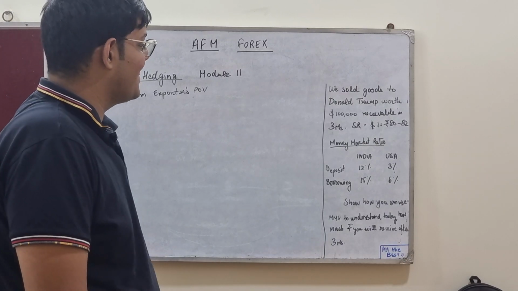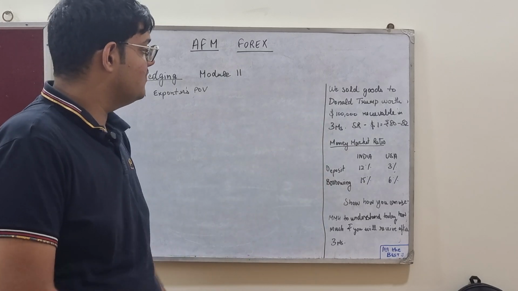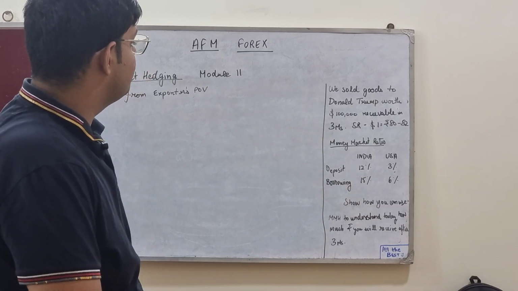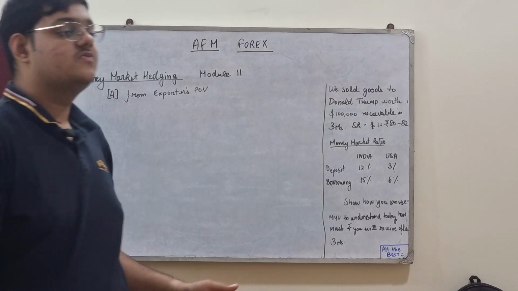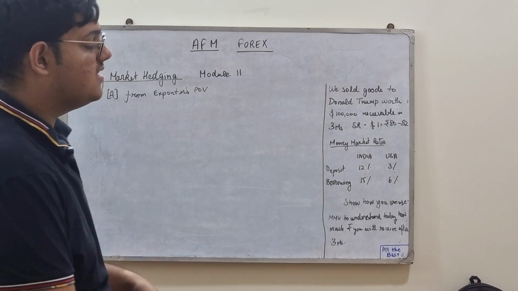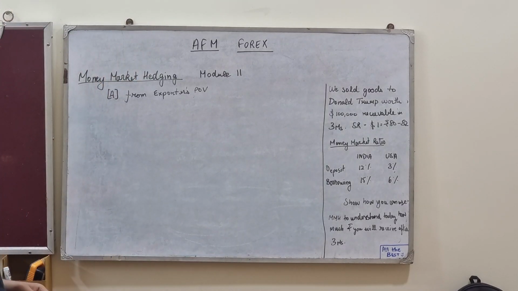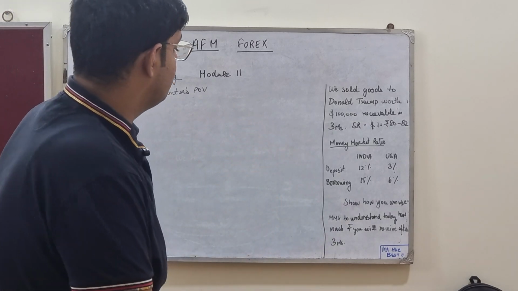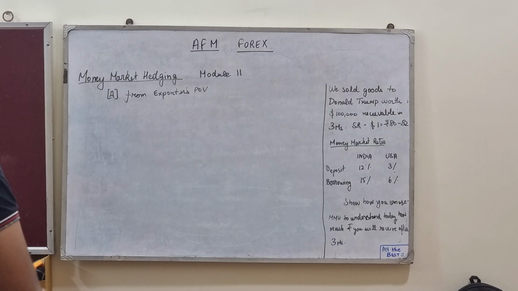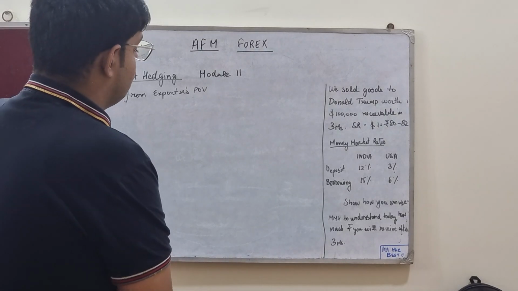Alright, so the question here is, we sold goods to Donald Trump worth $100,000 receivable in 3 months. Spot rate is $1 is 82 rupees, 80 rupees bid rate, 82 rupees ask rate. Money market rates are these. Show how you can use money market hedging to understand today how many rupees you will receive after 3 months.